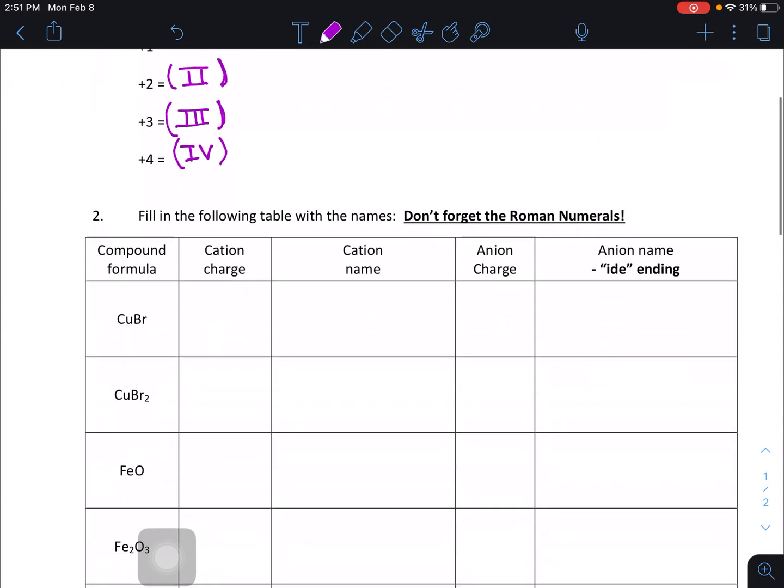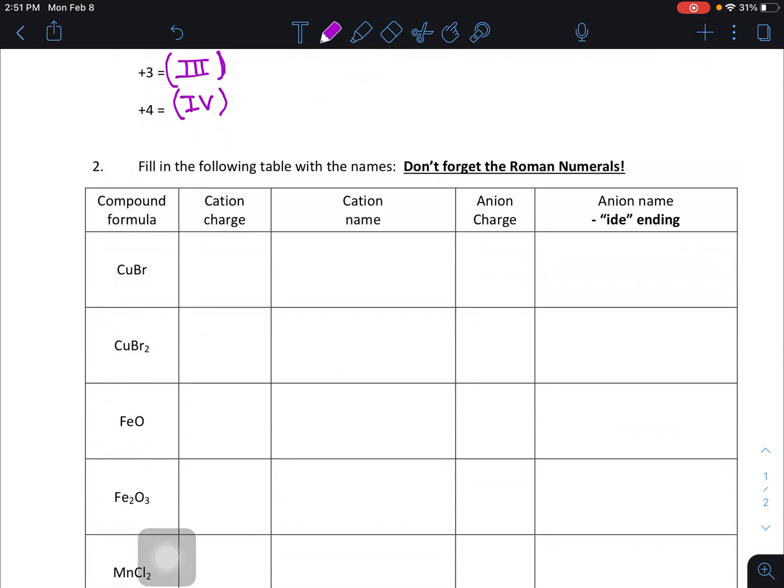Okay, let's do a couple examples just as a review. Our first one, we have copper combining with bromine, and we're safe always to start out with our anion, because the anion is not going to have multiple charges. Our anion is bromine, atomic number 35. It is in group 17. All group 17 ions are -1, and we would write that as bromide.